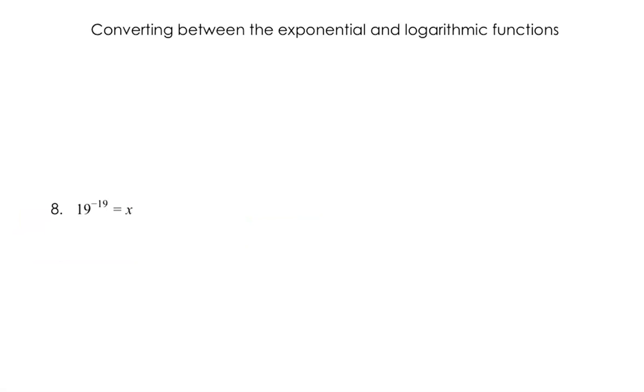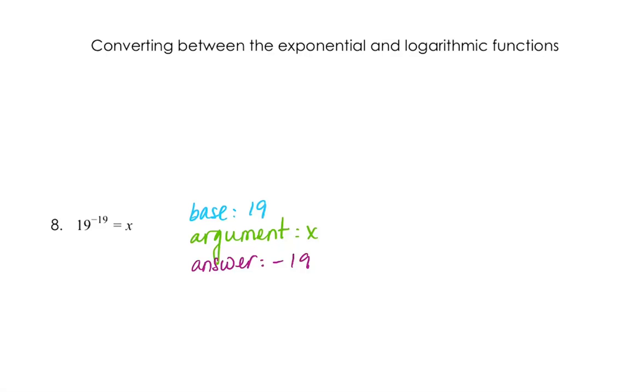Now for our last question, it reads 19 elevated to negative 19 equals x. Let's identify the parts of this exponential function. And let's rewrite it as a logarithm function. We could say that the log base 19 of our argument x equals our answer, negative 19. And this will be the final answer to that question.